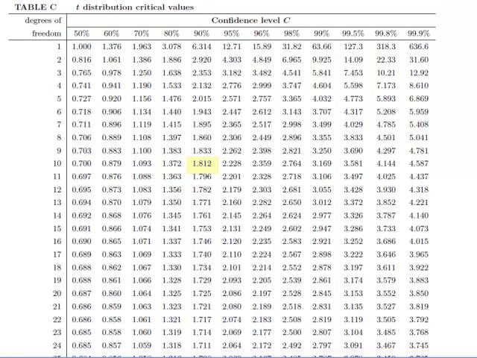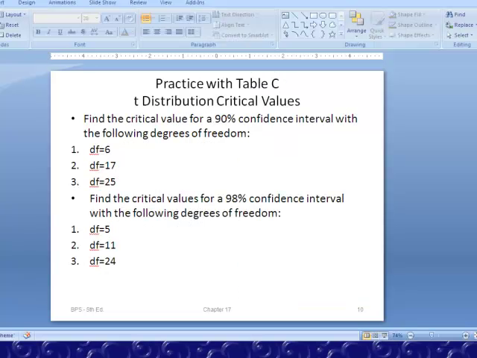Now, I want you guys to take a look at this next slide, stop the tape, make sure you can do it, and find the critical values for these problems right here. So I would like for you to stop the tape and please find the critical values for these different confidence levels with these degrees of freedom.